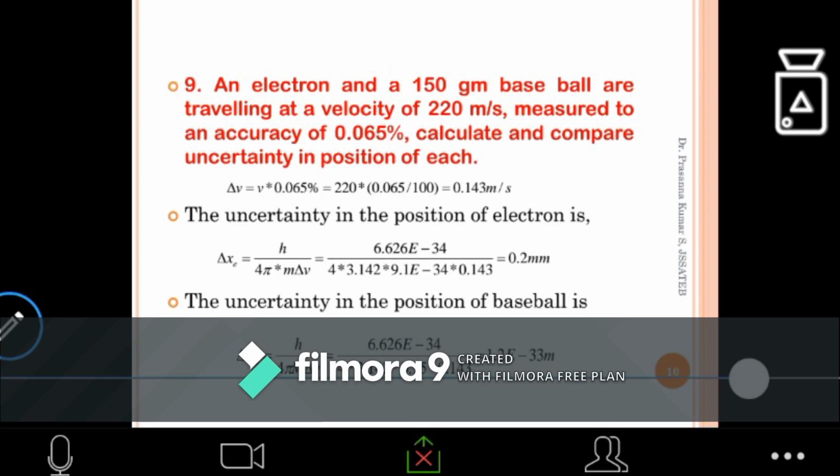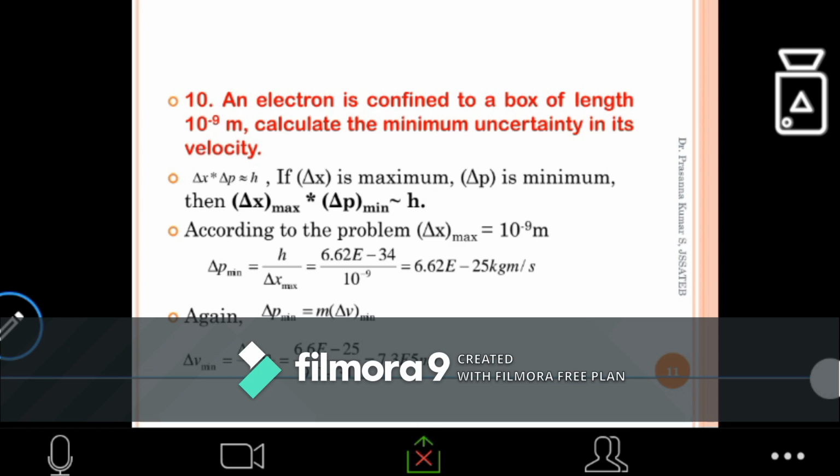An electron is confined to a box of length 10 to the power minus 9 meter, so it is a nanometer. Calculate the minimum uncertainty in its velocity. An electron is confined to a box of length, that is delta x. Delta x is equal to 10 to the power minus 9 meter. Calculate the minimum uncertainty in its velocity. It is not said to calculate the uncertainty in velocity. They have put a condition: minimum uncertainty.